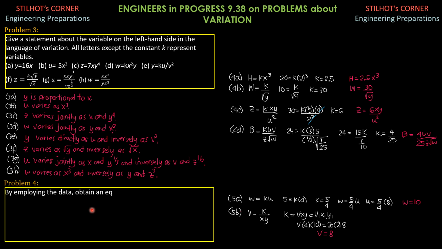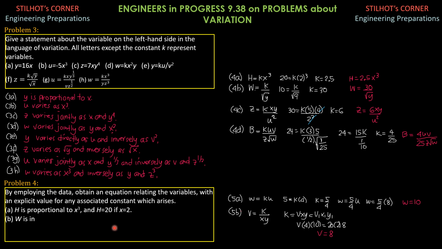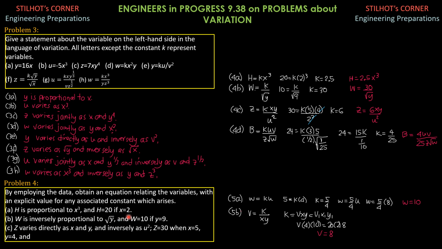By employing the data, obtain an equation relating variables with an explicit value for any associated constant which arises. So there are 4 problems in this part. So A, capital H is proportional to x cubed and H is 20 if x is 2. So in translating this to an equation, capital H is equal to constant times x cubed.